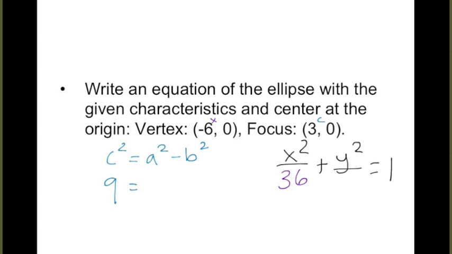The number in the equation will either be a squared or b squared, and we can determine whether it's the a or the b by looking at whether it's the vertex or the covertex. Since the vertex is the biggest one and a is the biggest one, that 36 is going to be the a squared. And so what we don't know is the b squared.